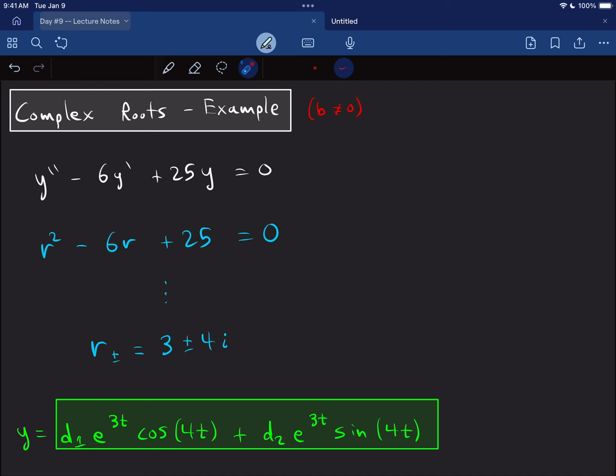I just said it and I realized I never said this before. This right here is called a characteristic equation. This method is called solving a differential equation with the characteristic equation. So there you go.